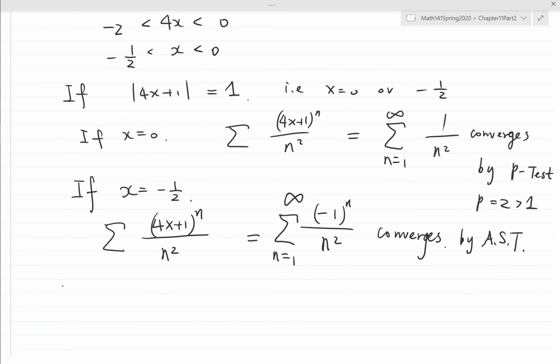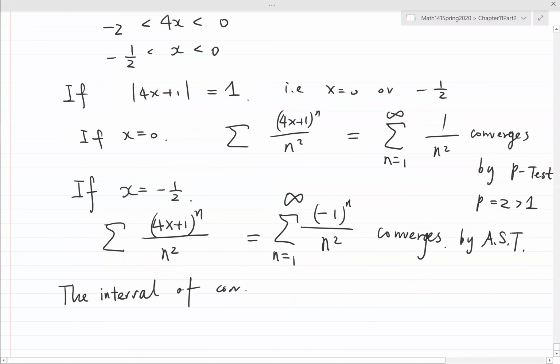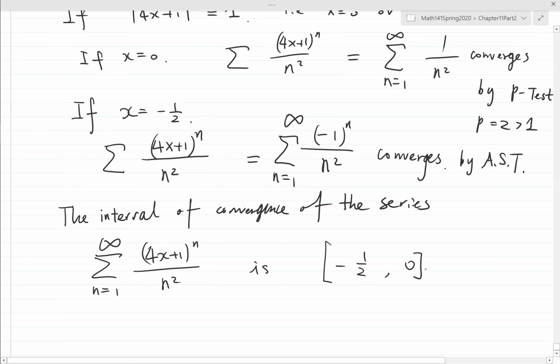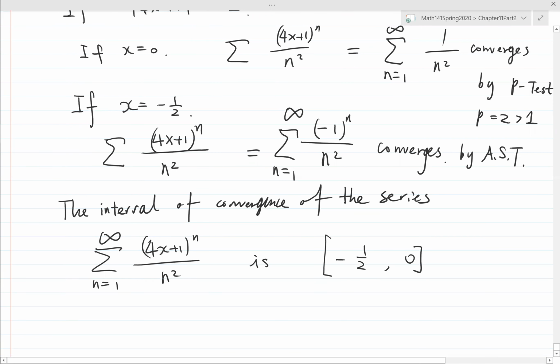Okay, so the interval of convergence of the series sum of (4x+1)^n over n squared, n from 1 to infinity, is -1/2 to 0, including both boundaries, closed at the two boundaries.